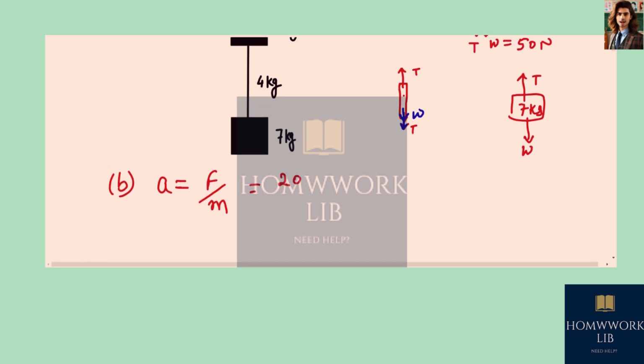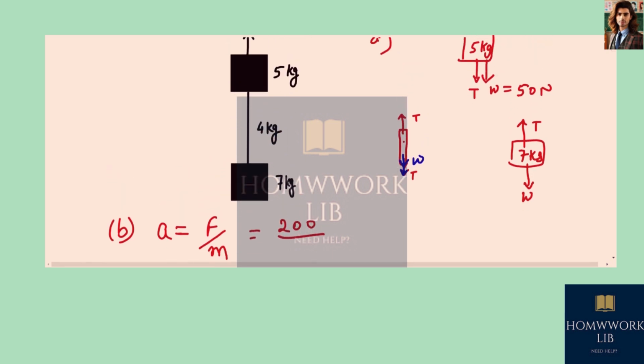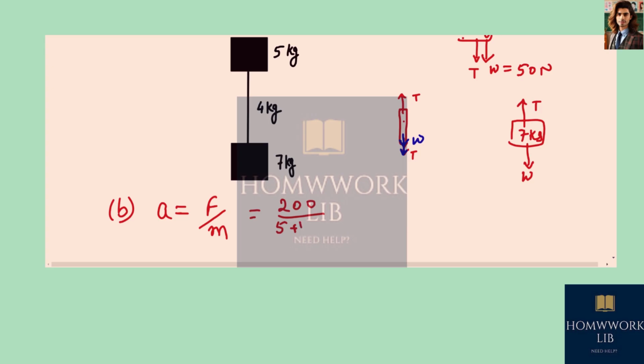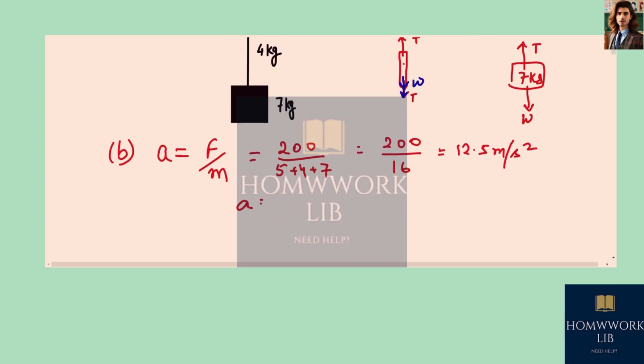So the net force is 200 and the total mass is 5 plus 4 plus 7. So that becomes 200 by 16. So if we simplify this, we get the acceleration as 12.5 meters per second square. So this gives us the acceleration as 12.5 meters per second square.